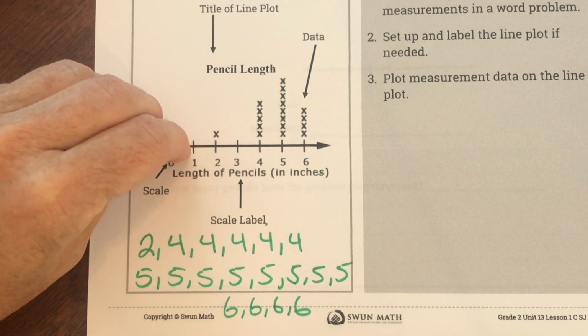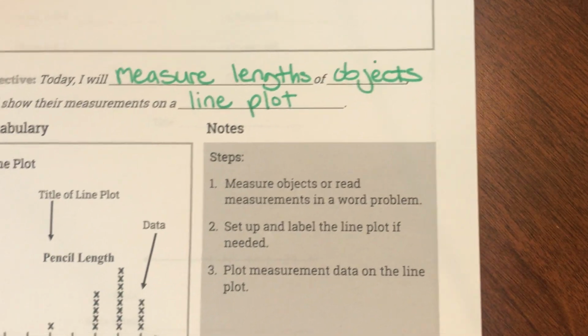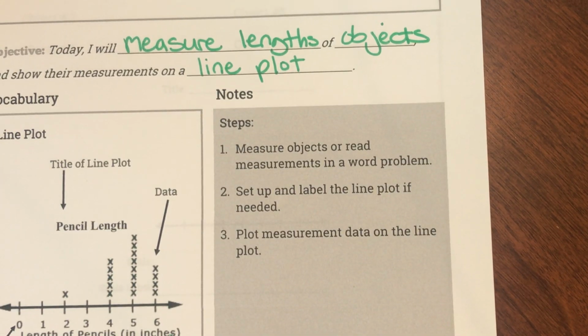It's visually nicer. Okay, what are our steps today? Step 1 says we're going to measure the objects or read measurements in a word problem, and I will be doing that for us. Number 2 is we're going to set up and label the line plot if needed. And then step 3 is we're going to plot measurement data on the line plot.